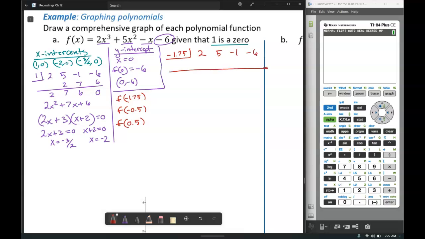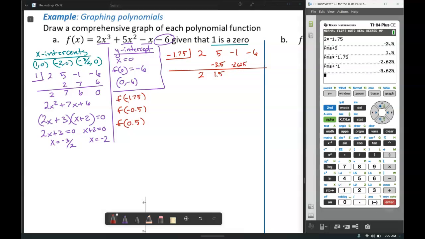Now we're doing decimals, so we can use the calculator to help speed it up a little bit, but we're just going to be doing addition and multiplication repeatedly. And so we'll take 2 and multiply it by -1.75 to give us our -3.5. Then we add 5 to that. We get 1.5. Then we multiply it again by -1.75 to give us the -2.625. And then we add -1 to that.